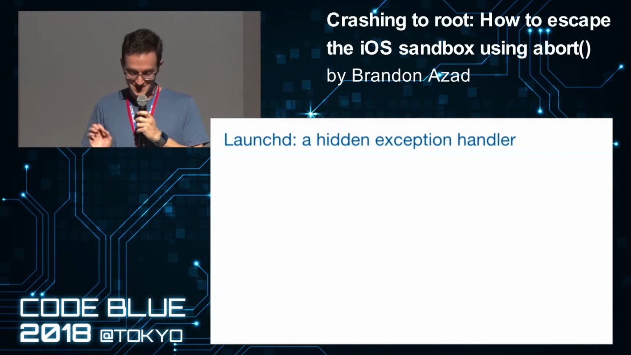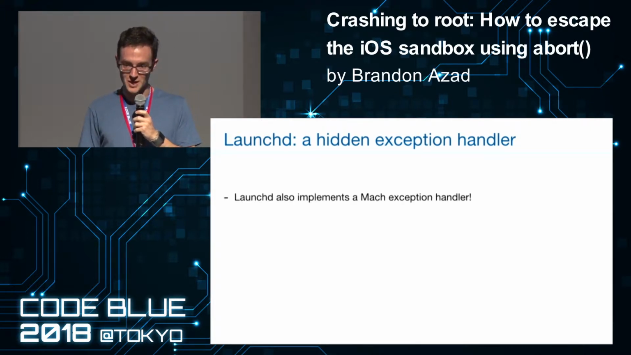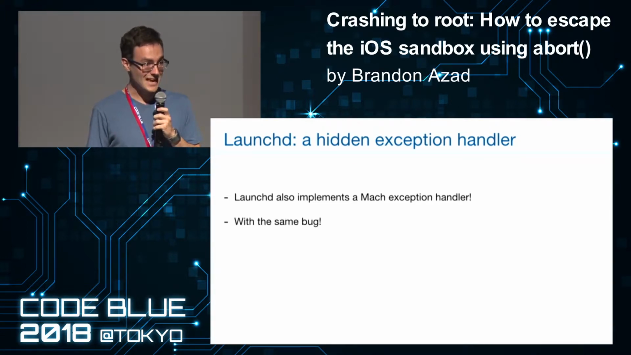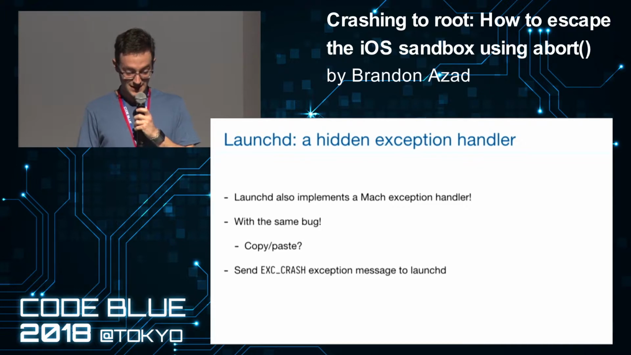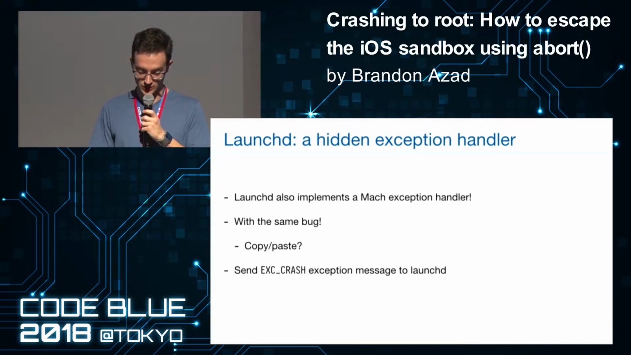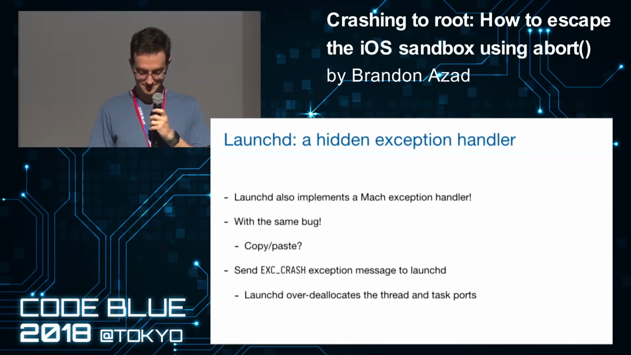The story might have ended there, but I was reversing LaunchD for some unrelated security research, and I found something quite surprising. LaunchD also implements a Mach exception handler. And guess what? It has the same bug in it. Now, I have some theories as to what development technique might have led to this, but the end result is the same. Sending an XCrash exception message to LaunchD will cause it to over-deallocate the thread and task ports.